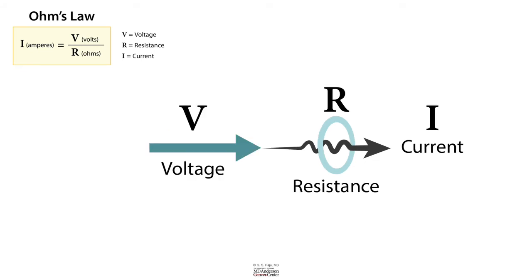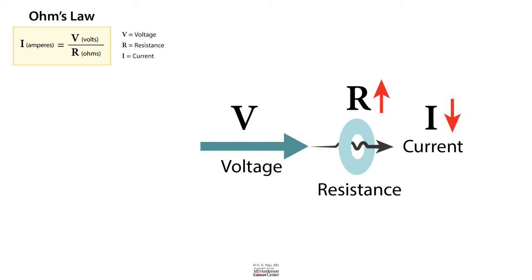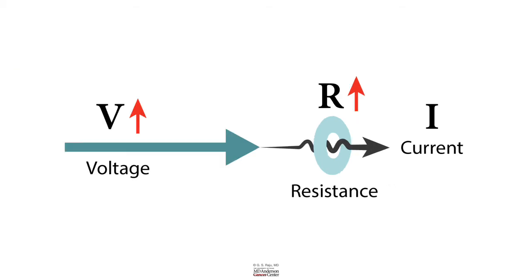And if there is increased resistance in the pathway, either because of scar tissue or fibrous tissue, then the amount of current that is going through will be less. In that case, if you want to compensate for that, you want to increase the voltage. So these are the principles to keep in mind.